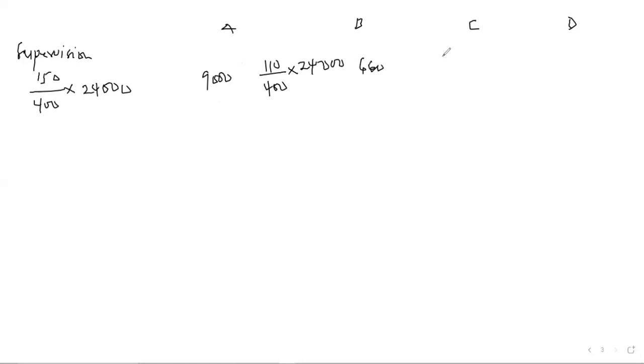Then we move to department C, which is 90 over 400 times 24,000, and that will give us 5,400. Then we move to the last part, which is 50 over 400 times 24,000, and that will also give us 3,000. So that is it.